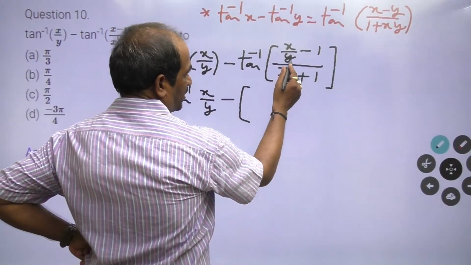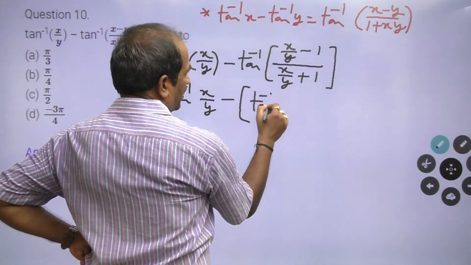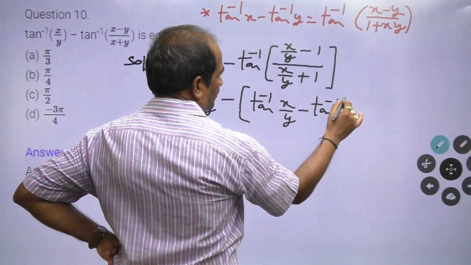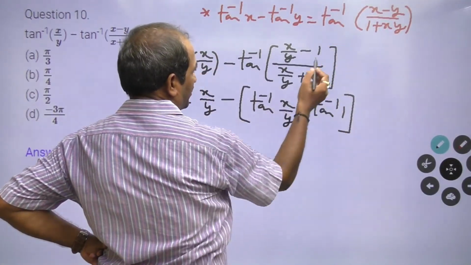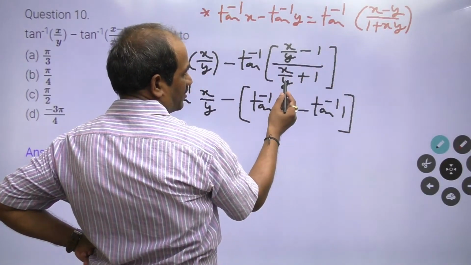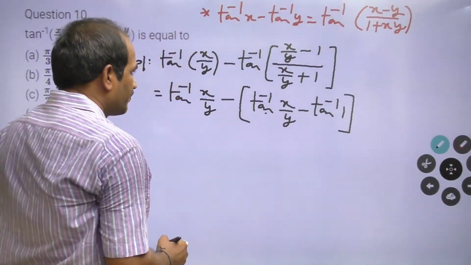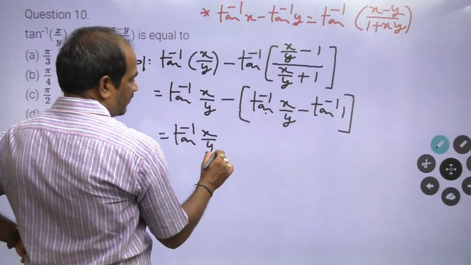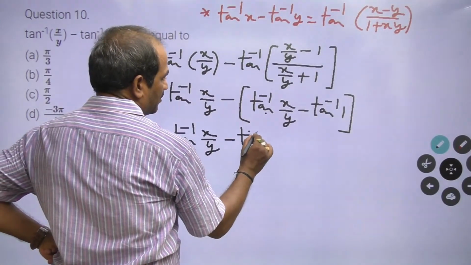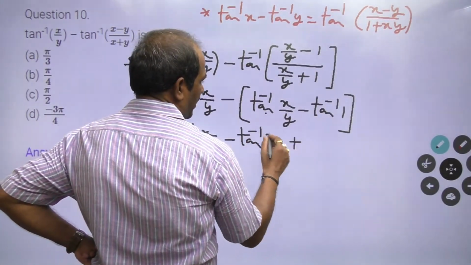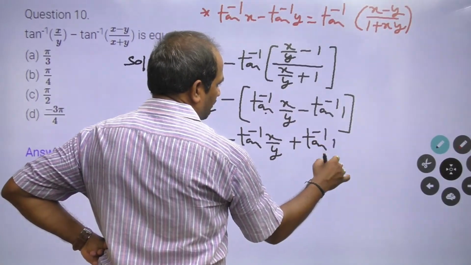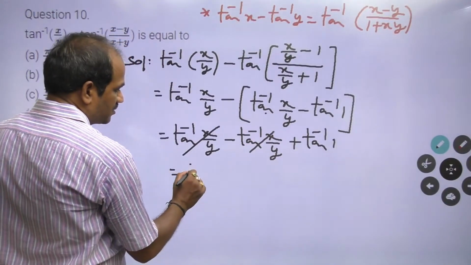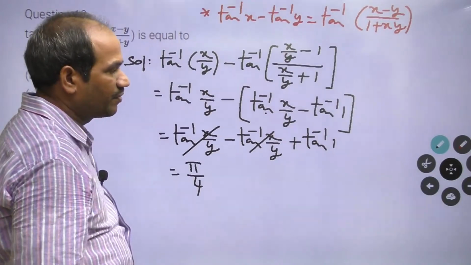Using this formula, tan inverse x minus tan inverse y, the expression is tan inverse of x by y minus tan inverse of x by y minus tan inverse of 1. Multiplying the minus, minus in minus becomes plus, so plus tan inverse of 1. Tan inverse of x by y gets cancelled. Next, tan inverse of 1 is pi by 4.